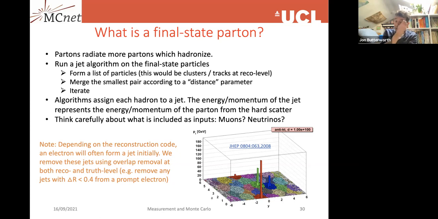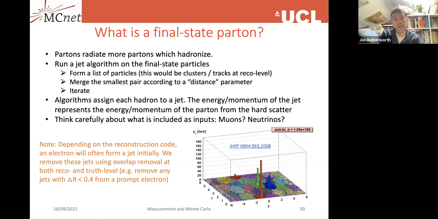You do need to think carefully about what you include in that clustering procedure. Do you include muons? Do you include electrons? Do you include neutrinos? All of those can be produced from hadron decays. Some of them are produced promptly from the hard process directly as well. Do you want to distinguish between the two? All of these, again, seem like finicky issues, but as measurements get more precise, you have to be clear what decisions have been made.